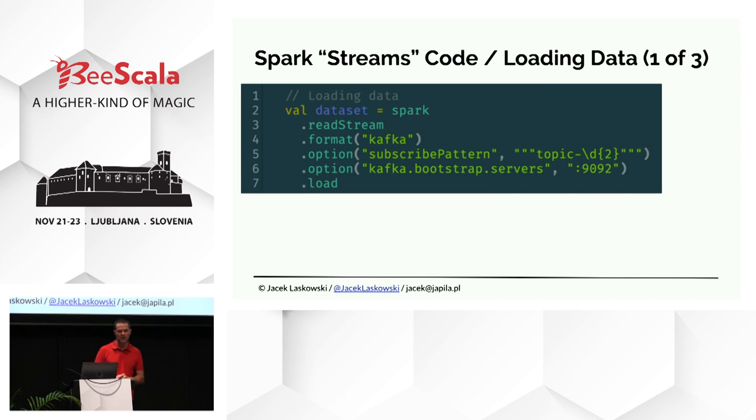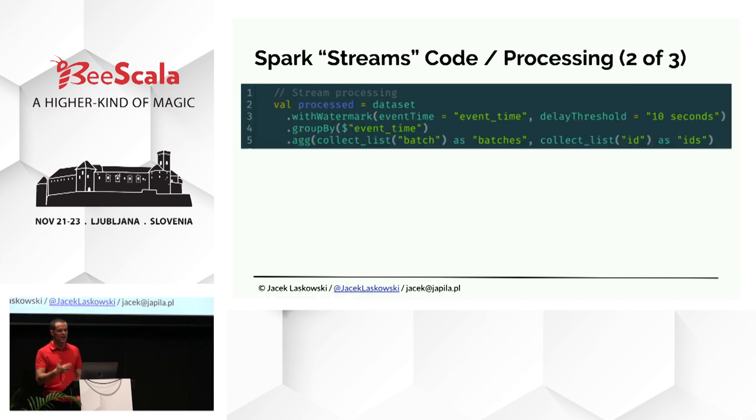Yes, it's possible. For this particular input point, I'm reading data from Kafka, from multiple topics. So if you create new topics of this pattern, these topics will get processed by Spark Structured Streaming too, after some time, after all this metadata arrives to this runtime, to this application. So this data set represents all the records that are available in this topic or topics.